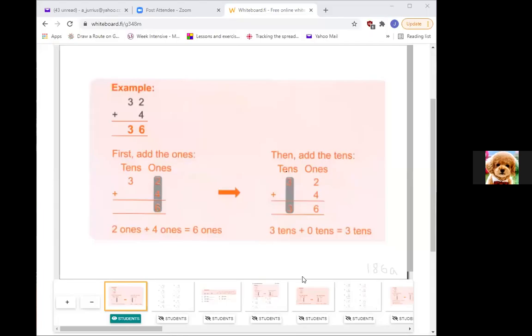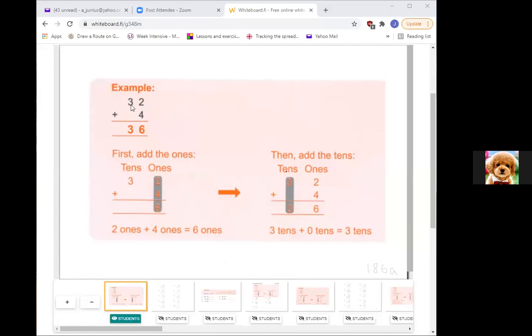At the top. Now, this is something we haven't seen before. We're adding numbers in columns. So we have the first example. Can everyone see on page 186 at the top where it says 32 plus 4?